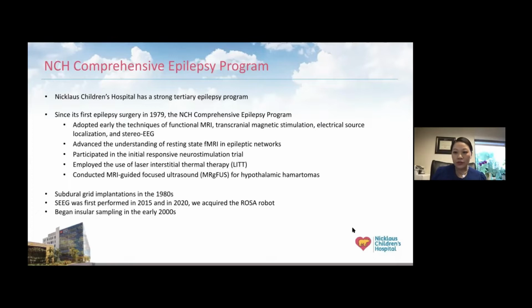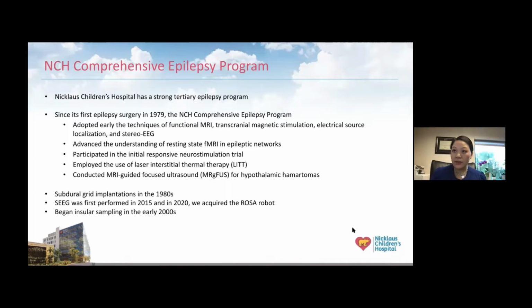So when we speak about the history of the insula, we then move on to talking more about our specific experience at Nicholas Children's Hospital. And Nicholas Children's Hospital is really an extremely strong epilepsy program, and it has a long-standing history of epilepsy surgery. So since its first epilepsy surgery in 1979, the Nicholas Children's Hospital Comprehensive Epilepsy Program has performed a lot of state-of-the-art work in pediatric epilepsy.